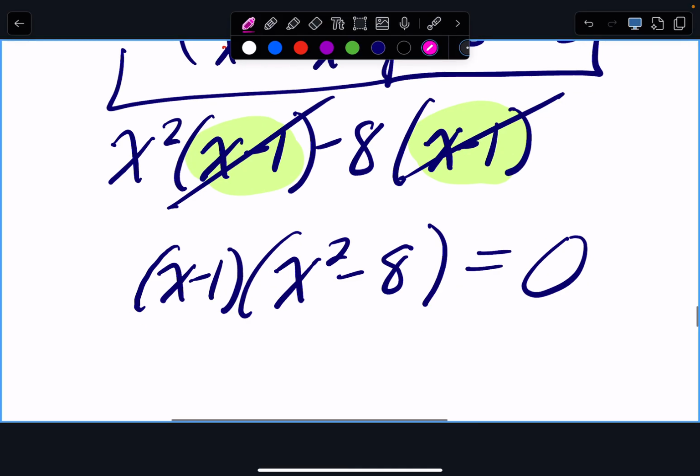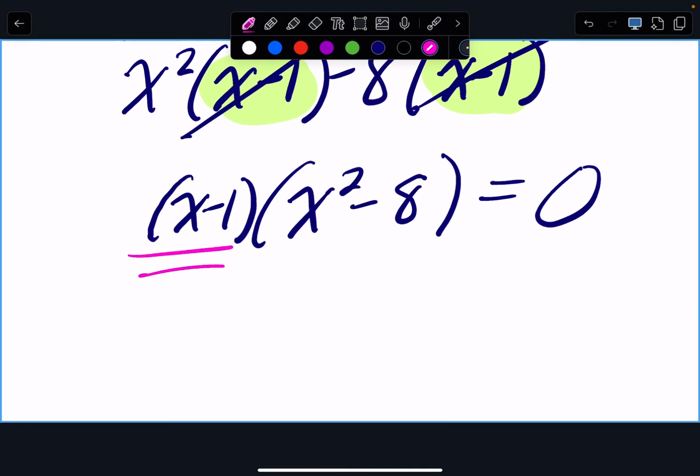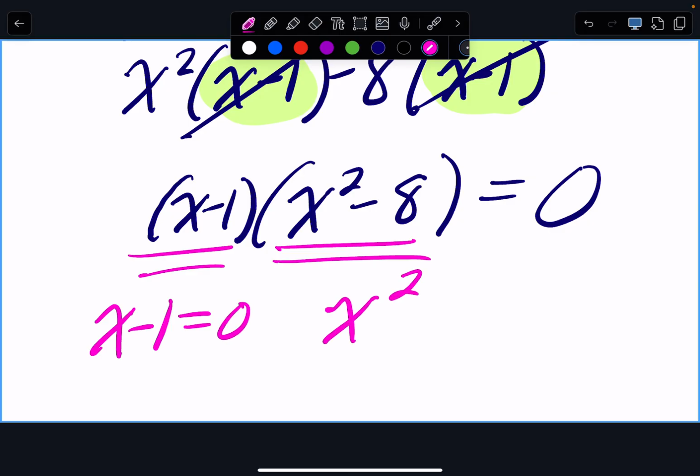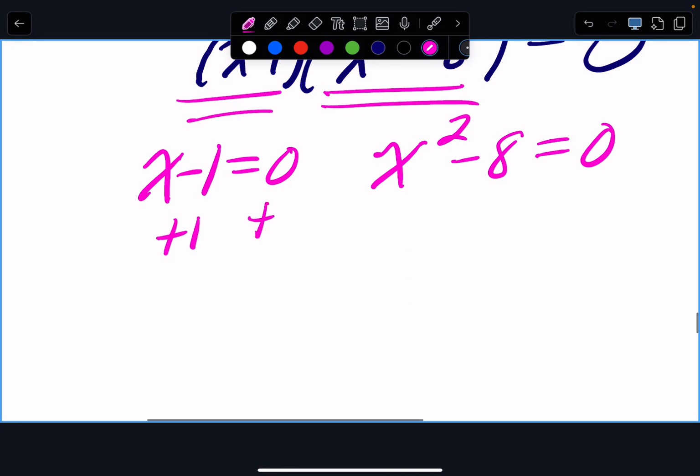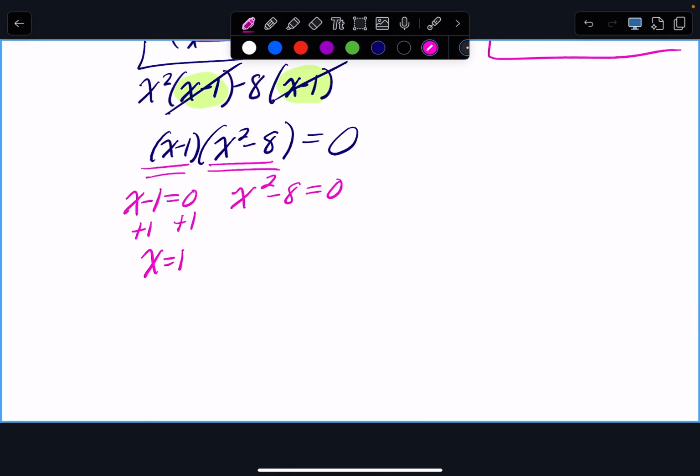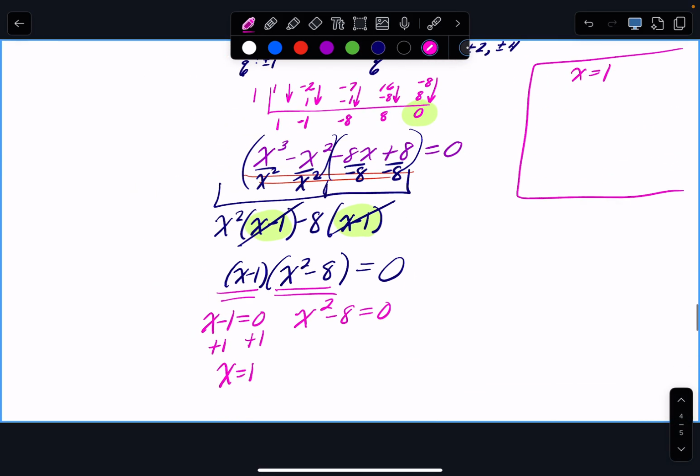Anytime you get down to linear and quadratic factors, you're in really good shape because we can always finish those. Set x minus 1 equal to 0. Set x squared minus 8 equal to 0. And then we're going to solve for x. So we're adding 1. x equals 1. Oh, look at that. We already had 1. We just got it again, so it must be a multiplicity of 2.